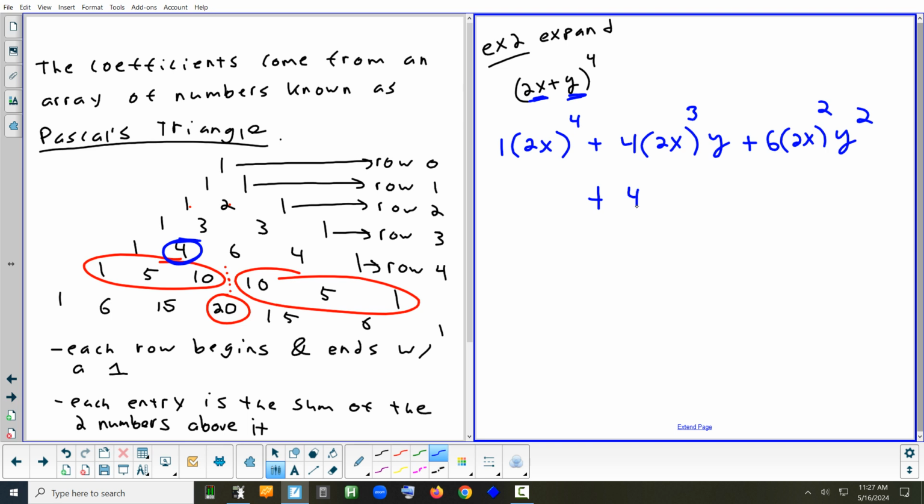4. Just 2x to the first. Times y to the third. And the last term, just a 1y to the fourth. Okay, now we got to simplify that a little bit, right? Remember, when you have a product to a power, you raise each factor inside to the power. So what's 2x to the fourth?